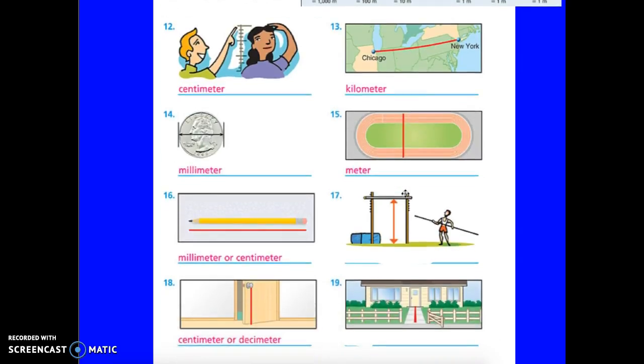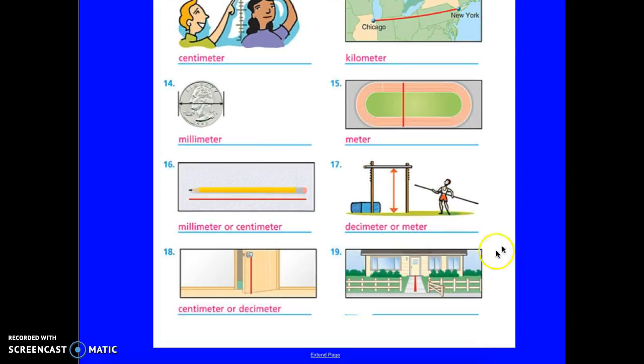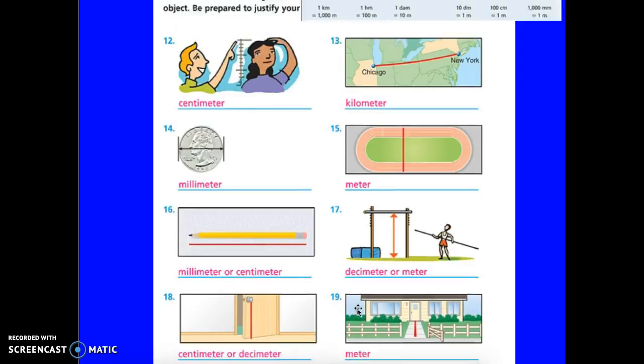How about number 17? What could we do there? So this is measuring from the bottom of a pole vault to the top of a pole vault. Decimeters or meters? You won't want to get much bigger than that, because if you get much bigger, you're going to have to skip a bunch of numbers. It wouldn't be very accurate. And if you get much smaller, the number would be huge and hard to read. How about from the front step to the front of your door? You said meter, right on.